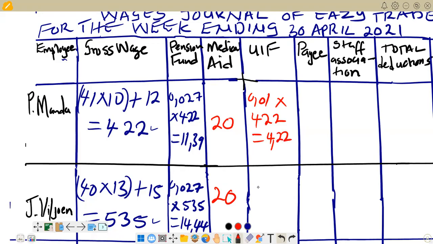That's for Manda, and then you do the same thing, 0.01, you multiply by the gross wage that we have, which is 535. And if you multiply that one, 535, you are supposed to get 5.35.